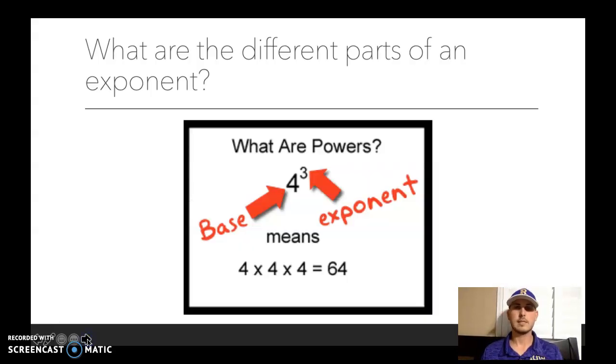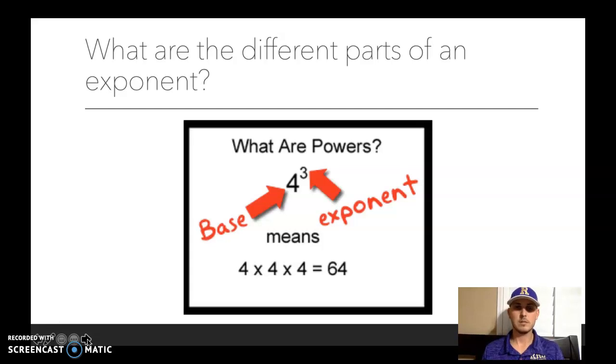What are the different parts of an exponent? This is what we have here. We have 4 to the third power. The 4 is our base in this. The 3 is considered our exponent, and the whole thing is considered a power. We call them powers or exponents, but the 4 and the 3 together make up the power.